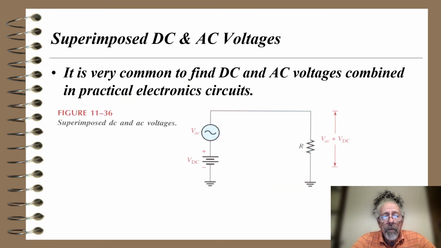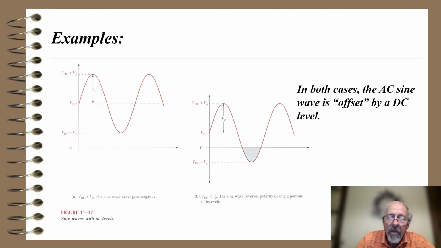Now, what about superimposed DC and AC voltages? It's very common to find DC and AC voltages combined in practical electronic circuits. This diagram shows a voltage source, VAC, which is a sine wave. It shows a DC battery, VDC, and a load, R. So the voltage across the resistor is going to be the voltage AC plus the voltage DC. And what that looks like is shown here, figure 11-37.